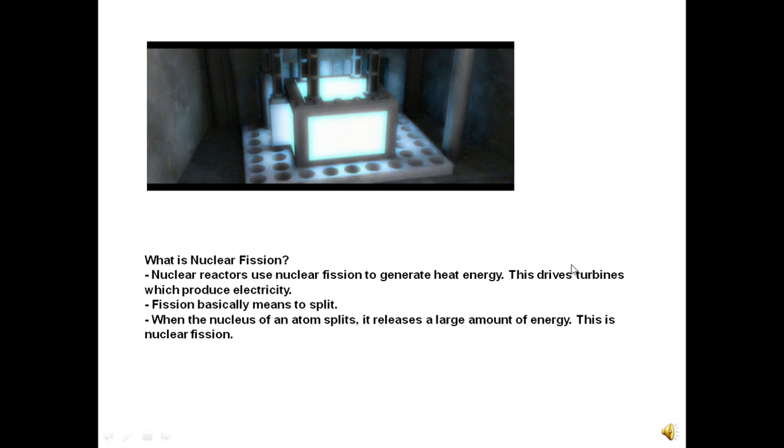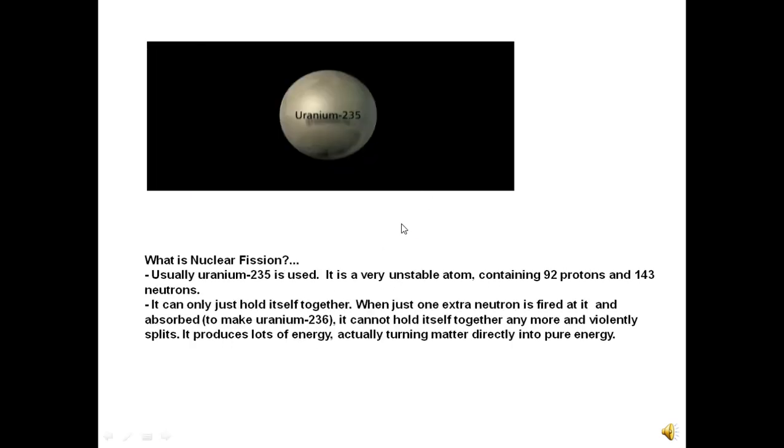And nuclear fission is about the splitting of the nucleus, and it's important you talk about the splitting of the nucleus rather than the splitting of the atom. It is the splitting of the nucleus we talk about. When the nucleus is split, it releases energy.